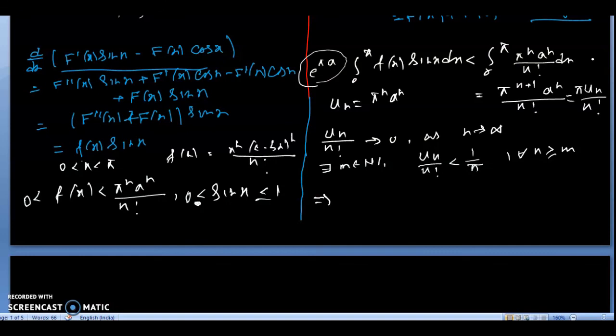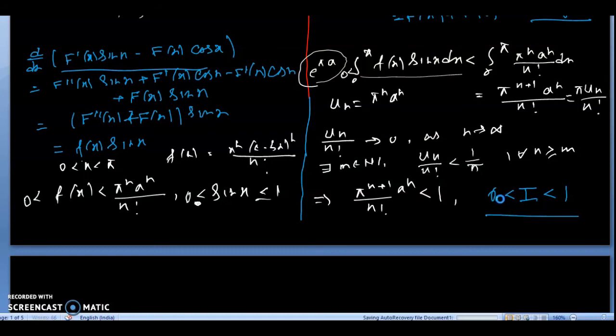As u_n equals pi to the power n times a to the power n, after multiplication it will be pi to the power n plus 1, a to the power n upon n factorial, which is less than 1, and this is the value of the integration. Also, as f(x) and sin x are both positive in 0 to pi, the integral is also greater than 0. So if we call the value of this integration I, then I is less than 1 and greater than 0.